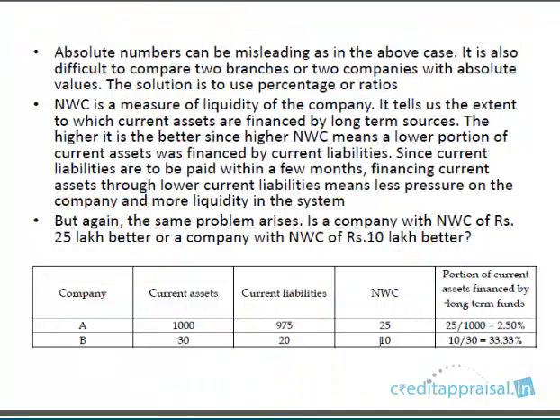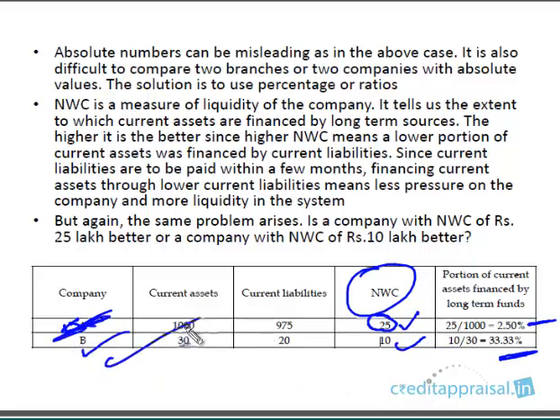So coming back to our discussion, in this example, it is very difficult to say just by seeing the absolute quantity, 25, 10, which is a better company. We cannot compare. We cannot say because NWC of company A is higher, it is in a better position as far as liquidity position is concerned. We cannot say that because we just now calculated that in the first company only 2.5% of the total current assets are financed by long-term funds, whereas in the second case the figure is 1/3, 33%. So actually company B is in a better position, right?